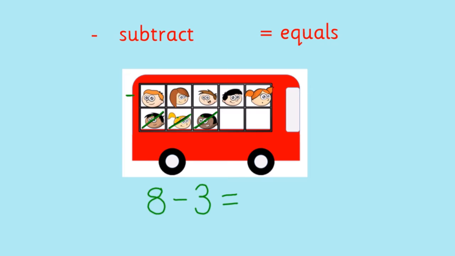Now I need to find out how many are left. Now look at the 10 frame. I can see that the top line is full, and with all these that are crossed out, the bottom line is empty. So that means that there are 5 people left. So our number sentence says 8 subtract 3 equals 5.